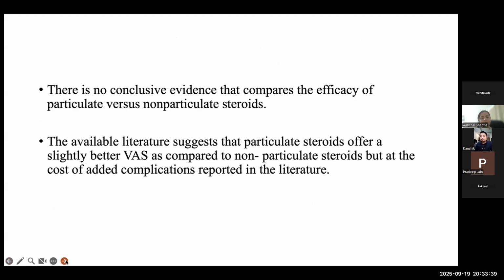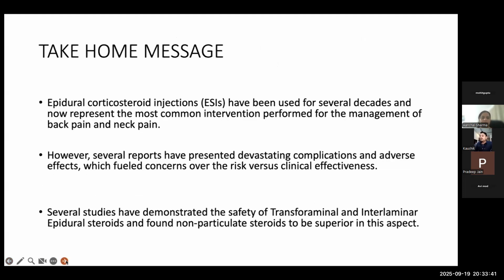So the take-home message is that, in terms of avoiding devastating complications and adverse effects, the safety of transforaminal and epidural steroids lies in the use of non-particulate steroids. So I would like to conclude.